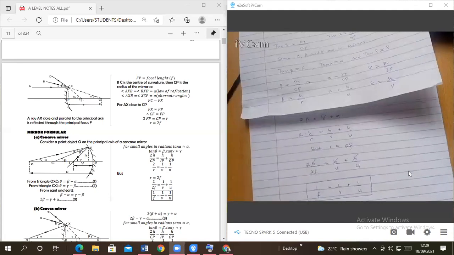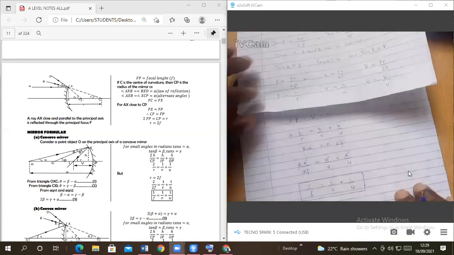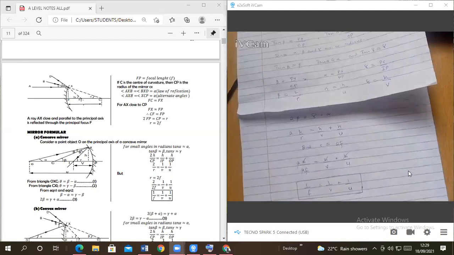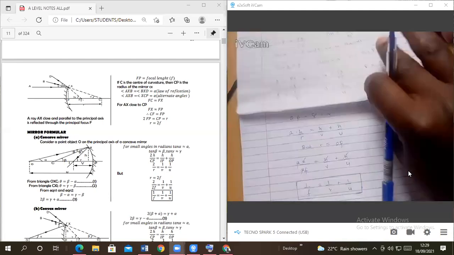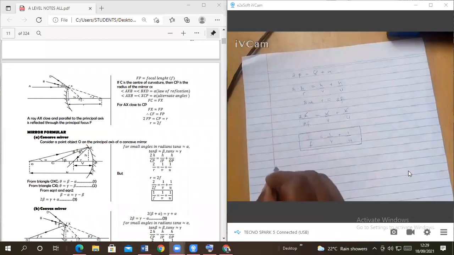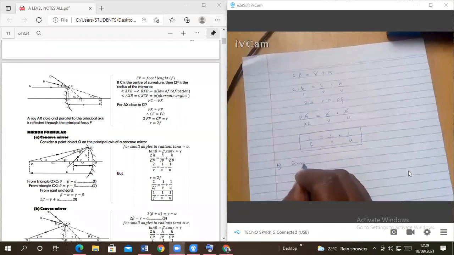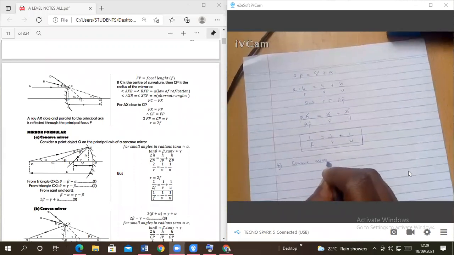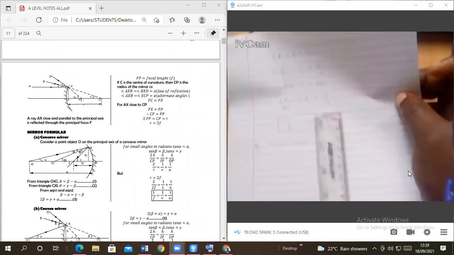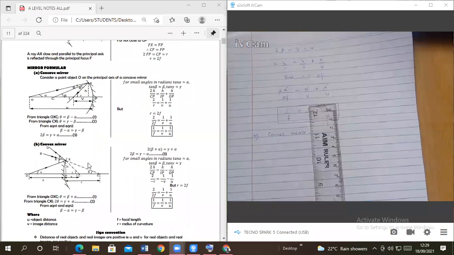Okay, and that is the correct proof for the concave mirror using a point object. Now, let us be very fast and go to the convex mirror. If you have any question, you can ask, but let us go to the convex mirror. And we are also using a point object. So this is what we have under convex mirror.